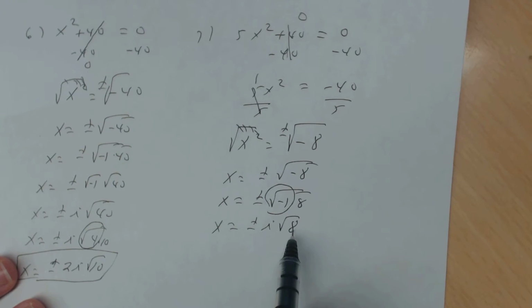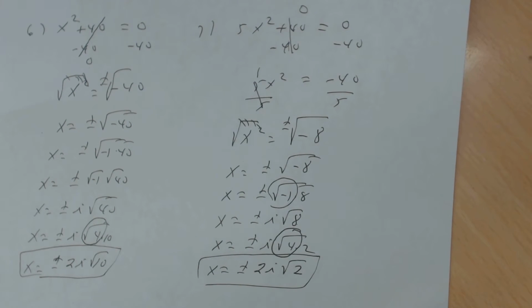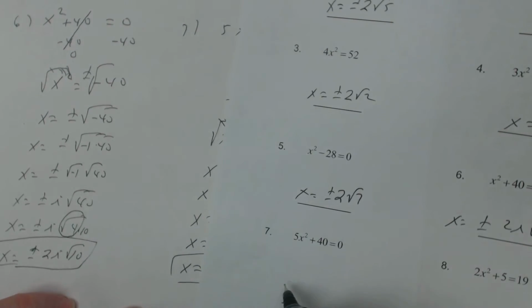And I can rewrite 8 because the perfect square of 4 goes into 8. So I get x equal plus or minus i square root of 4 times 2. And the square root of 4 is 2. So I get x equal plus or minus 2i square root of 2. So that's the answer to number 7. So number 7, you get plus or minus 2i square root of 2.